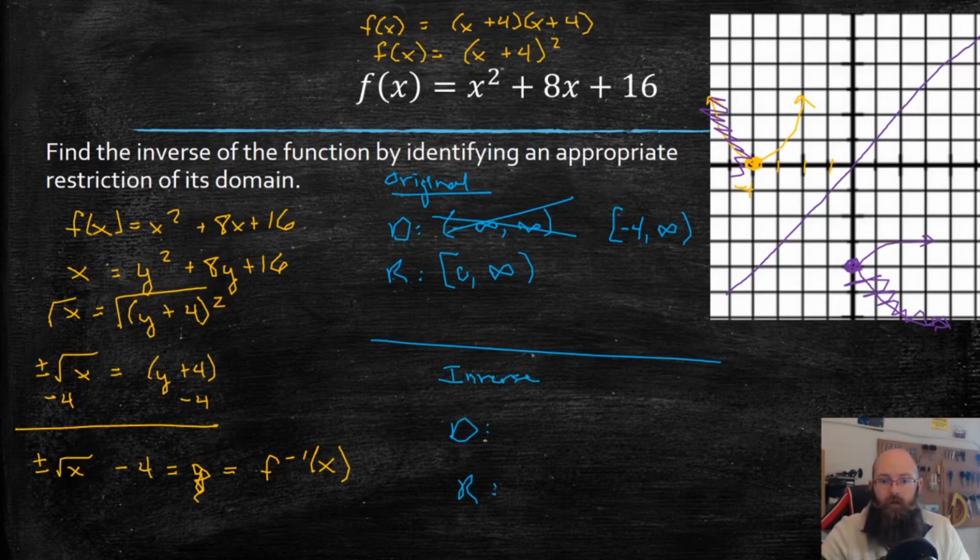And now for my inverse, my domain and my range are the same as my original ones, but they're switched. So now my range becomes my domain. So my domain should be 0 to infinity. And my range should be what my old domain is, which is negative 4 to infinity. Let's check out that graph. Again, just that top part, just this chunk here. That's the only part I'm keeping.